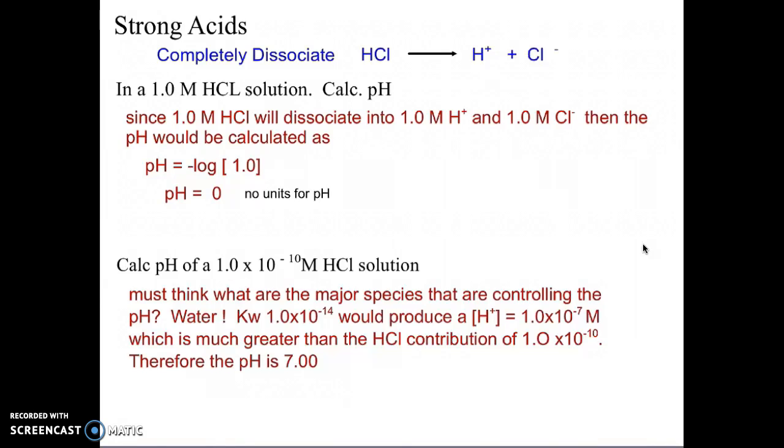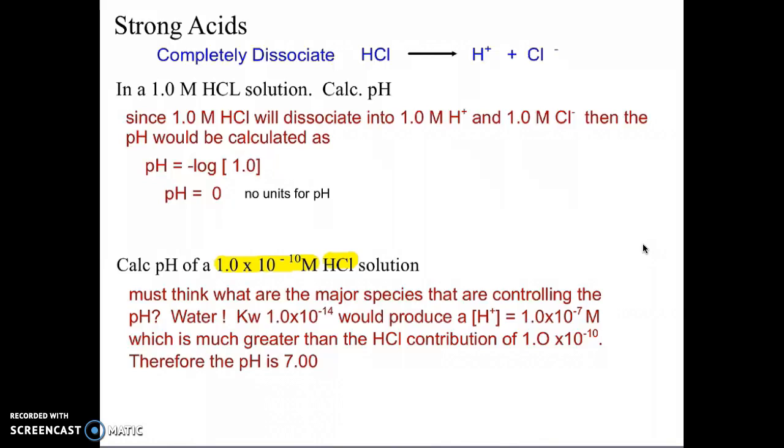So what I would recommend to you guys is to watch those concentrations, okay? First of all, I'm looking at this and saying, yep, HCl is a strong acid, but if that concentration is much lower than 1.0 times 10 to the negative 7, water is going to be the controlling species.